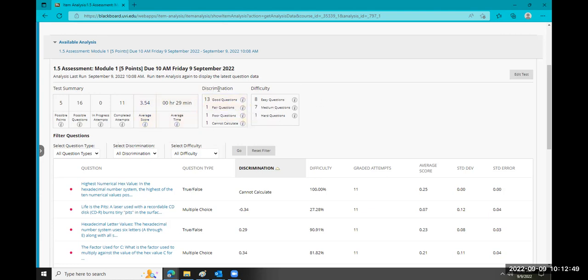Now I want to talk about discrimination for a minute. Discrimination means, oh, I had 13 good questions out of 16, and then we get fair, poor, and cannot calculate. The poor and cannot calculate increase in number as your mastery increases. What am I saying? Discrimination means students are answering with different answers. That's the expectation. Some students are going to know the answers. Some are not going to know the answers.